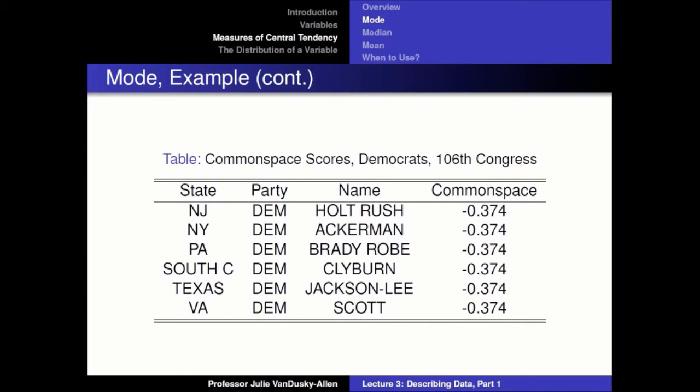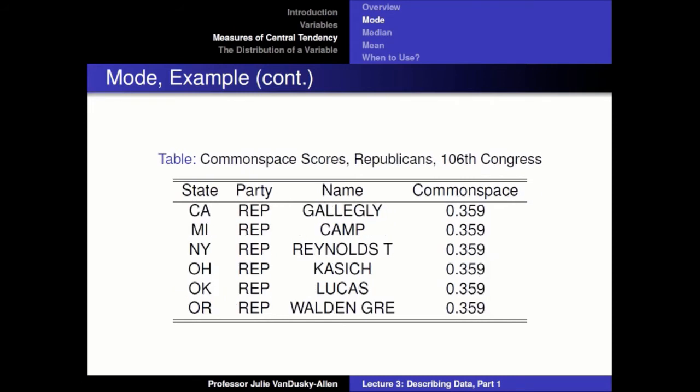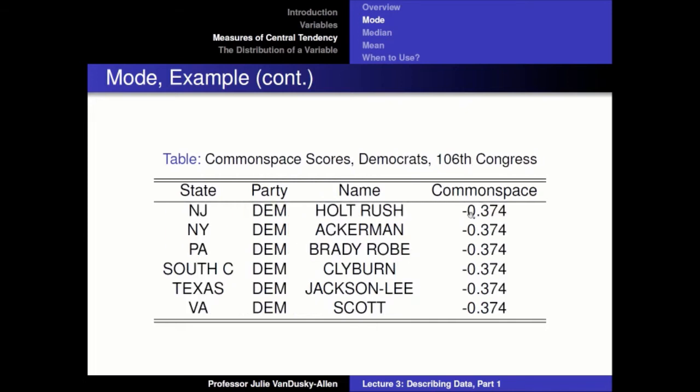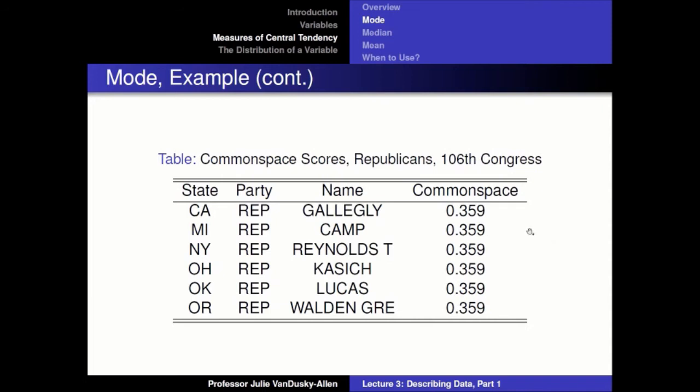There are 2 modes in this data. There is a mode for Democrats, -0.374, and a mode for Republicans, 0.359. In both cases, there are 6 observations with the value of -0.374, 1, 2, 3, 4, 5, 6, and 0.359, 1, 2, 3, 4, 5, 6. There are no values in the data set where 7 or more observations share the same value.